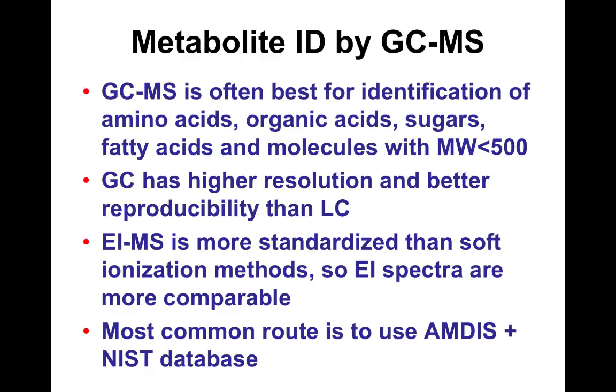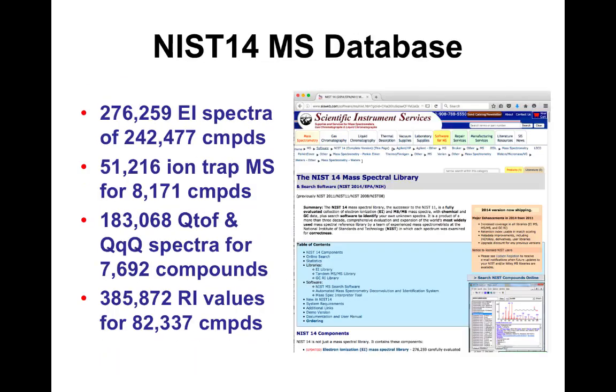Because of that standardization, it is possible to make use of very, very large spectral libraries for GCMS. The largest library is the NIST database, the National Institute of Standards, maintained in the US. It's commercially available. There's NIST 11, NIST 14, and I think NIST 17 or NIST 18 is out. This just represents the year, so NIST 14 was released in 2014 and NIST 11 in 2011. The NIST 14 database has almost 300,000 EI spectra for almost 250,000 compounds.